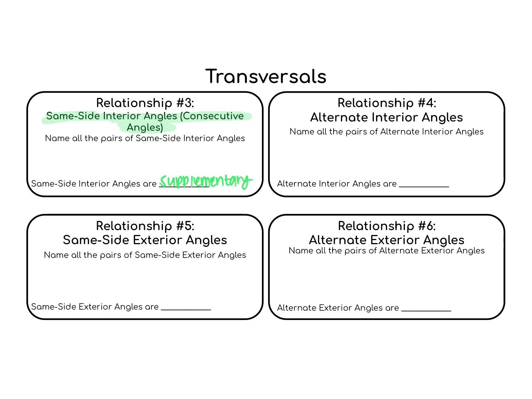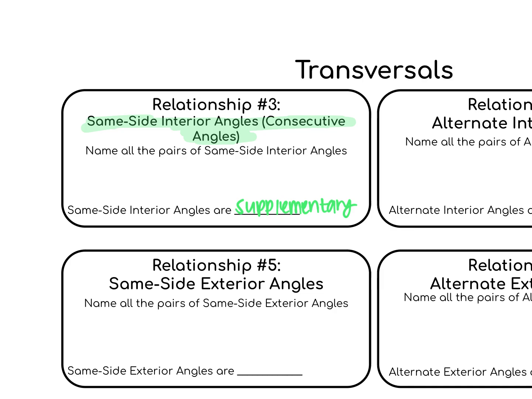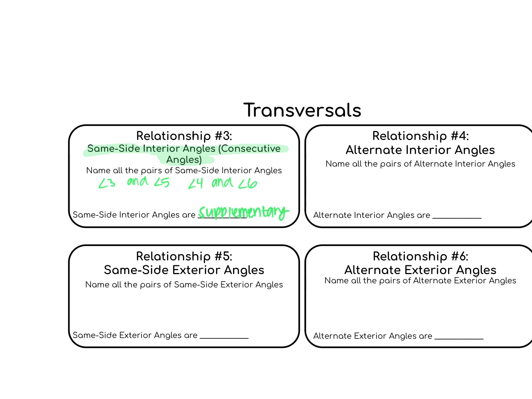What we're going to do is go back to the last slide and we'll locate those and then write down which ones they are. So they're on the same side of each other and they're inside, or interior. So again, I'll write those on this slide for us. This is angles 3 and 5, angles 4 and 6. So those are your same side interior.